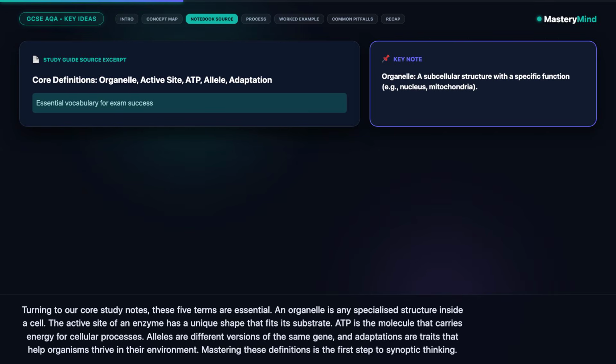Turning to our core study notes, these 5 terms are essential. An organelle is any specialized structure inside a cell. The active site of an enzyme has a unique shape that fits its substrate. ATP is the molecule that carries energy for cellular processes. Alleles are different versions of the same gene, and adaptations are traits that help organisms thrive in their environment. Mastering these definitions is the first step to synoptic thinking.